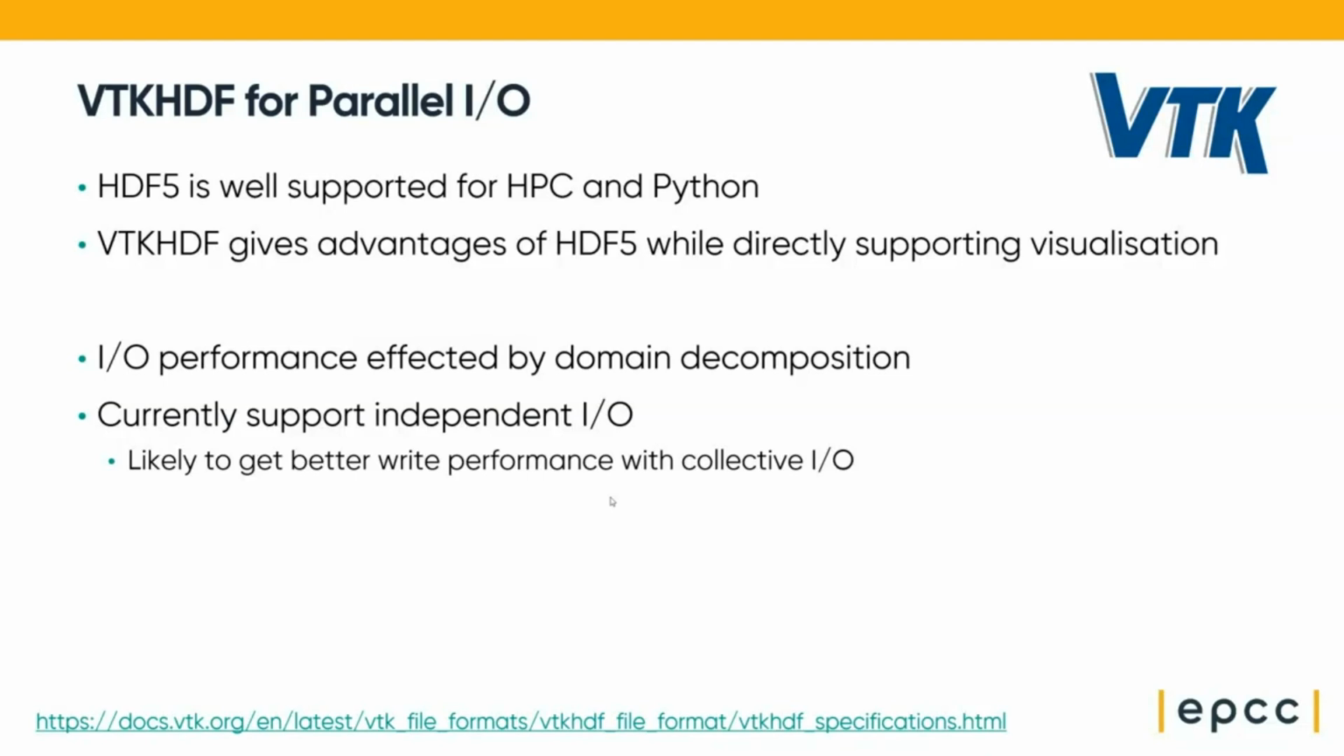It's worth noting the I/O performance is affected by the domain decomposition, because you want your ranks to be writing into the file contiguous blocks of memory, and depending on your domain decomposition, you may or may not be doing that. VTK actually uses column major ordering, so Fortran ordering, so you want to decompose in your Z dimension. And currently it is only using independent I/O. It would probably get better performance with collective I/O, but for a couple of reasons we didn't get around to having a look at that.